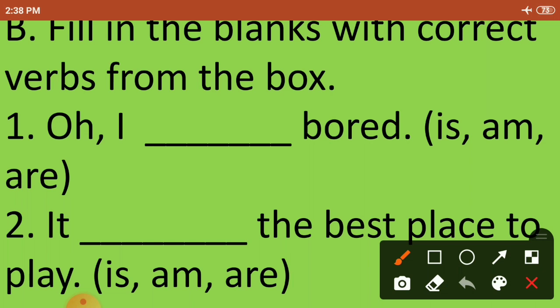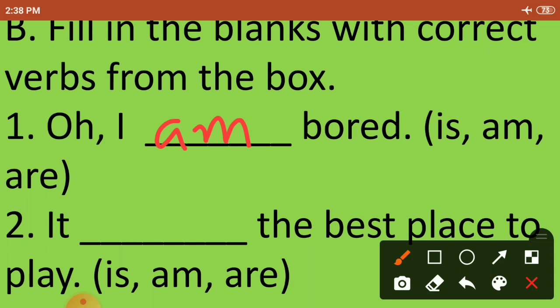Number one: I dash bored. So what do we use usually? Which helping verb do we use with I? I is bored, I am bored, or I are bored? Very clever, the answer is I am bored. I am bored.